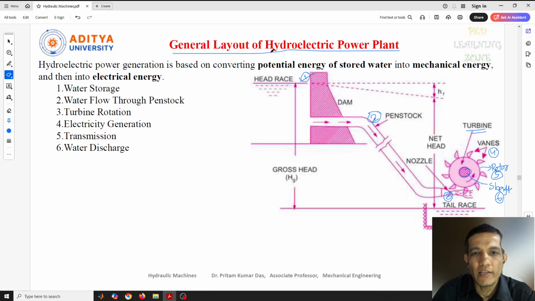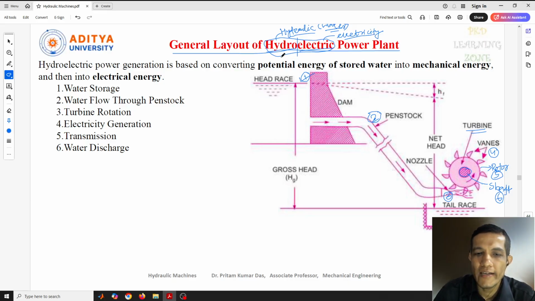Okay, so first we'll see the name itself, hydroelectric. This hydroelectric has two terms: one is hydro, another one is electric. This hydro part came from hydraulic. What is this hydro? This hydro means, we can take an example, water. And this electric part came from electricity. So with the help of this water, we are going to produce electricity.